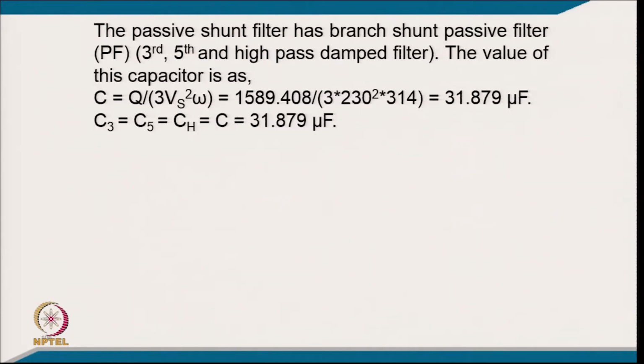Now for the passive shunt filter, consider a branch of shunt passive filter consisting of third, fifth and high pass damped filter. So, the value of capacitor we can calculate because there are 3 branches. The reactive power which we have calculated can be divided equally into 3. So, from this relation Q by 3 Vs square omega, we have a capacitance of 31.879 microfarad, and that is the same capacitance selected for the third harmonic, fifth harmonic and higher order damped filter, that is C, 31.879. So, this gives the 3 elements out of the 7 elements.